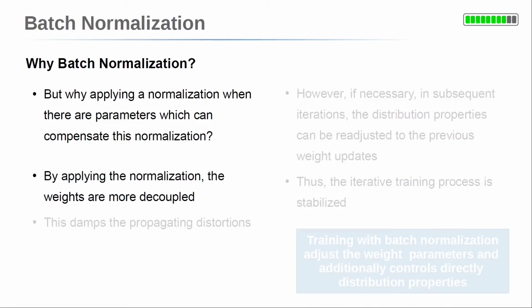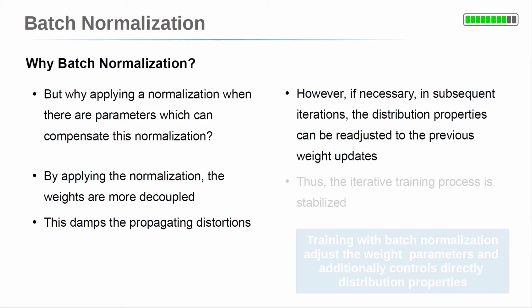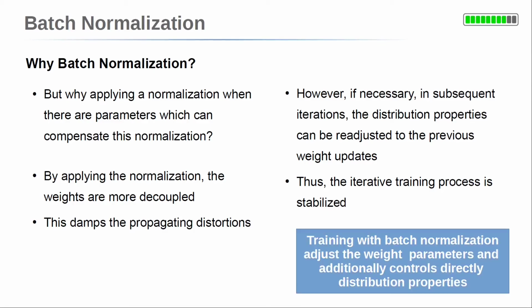Now, batch normalization can decouple the weights a bit by controlling the distribution properties mean and variance of a neuron's summation directly. This, loosely speaking, damps the propagating distortions. However, if necessary, in subsequent iterations, the distribution properties can be readjusted. Thus, the training process is more stable. So the training with batch normalization adjusts the weight parameters and additionally controls directly the distribution properties.